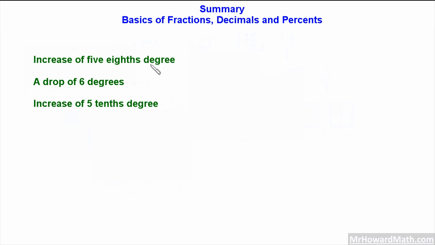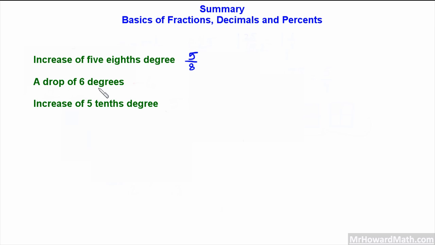Okay, so let's say our local TV station was tracking the temperatures throughout the day and had these changes that took place, and we needed to put these in order from least to greatest. So let's see how we could attack this. Increase of 5/8 degree. What would you say is the easiest way to write 5/8 degree? Well, it would be 5/8, right? So a fraction would be the best way to do that.